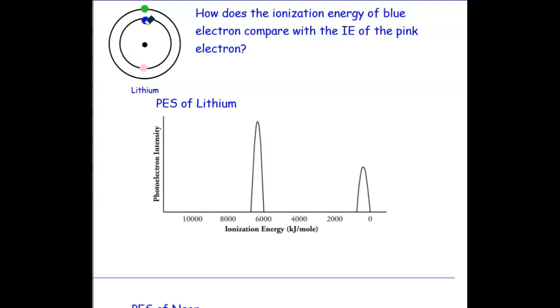This means that 1/3 of the time the green electron will be ejected, 1/3 of the time the blue electron will be ejected, and 1/3 of the time the pink electron will be ejected. Graphing the ionization energy versus the frequency of ejections, we can see that the higher ionization energy happens twice as often. This graph is called a photoelectron spectrum, and the technique is called photoelectron spectroscopy, PES.